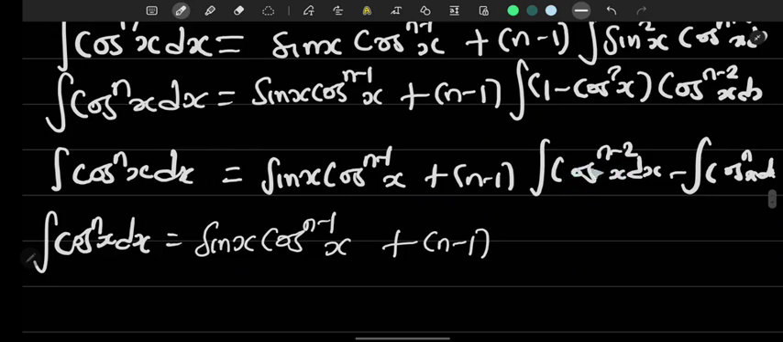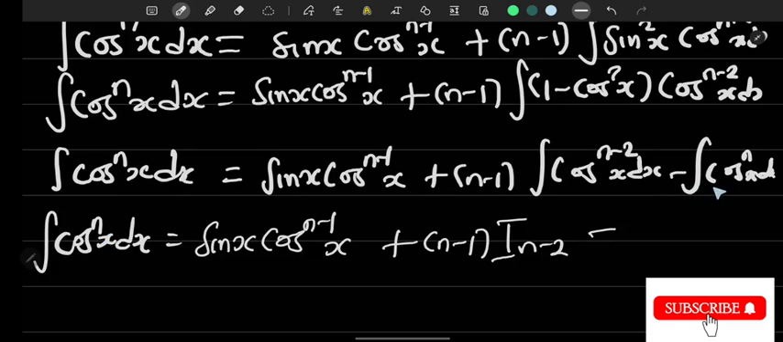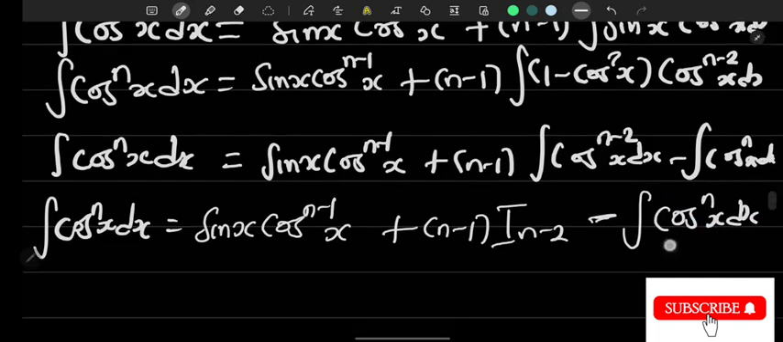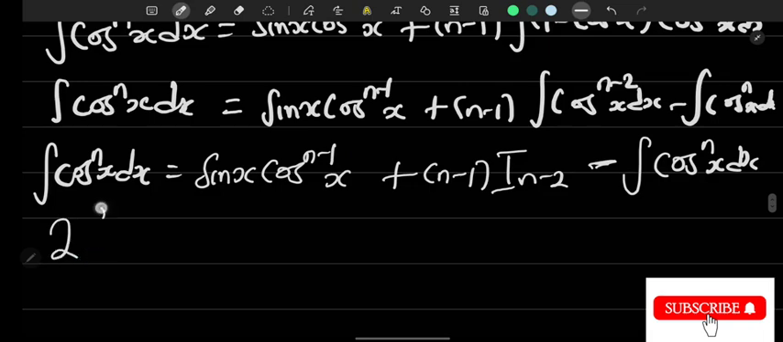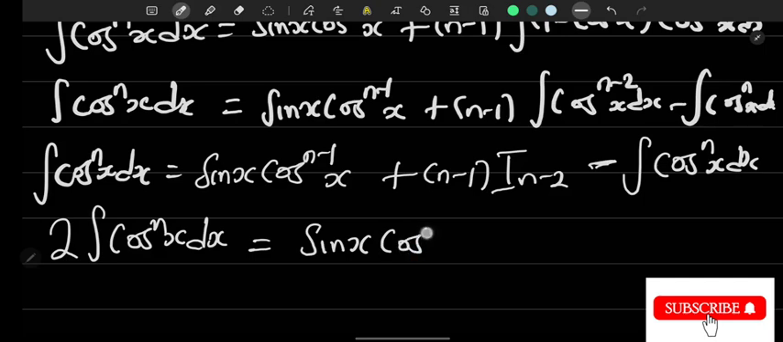So I want to represent this one as I_(n-2), since I_n is the integral of cos^n x dx. And remember, this is cos^n x dx, and this is another cos^n x dx, but here you have a minus. So by the time you take it to the left hand side, that becomes plus, and you're going to have 2 times the integral of cos^n x dx equals sine x cos^(n-1) x plus n minus 1 I_(n-2).